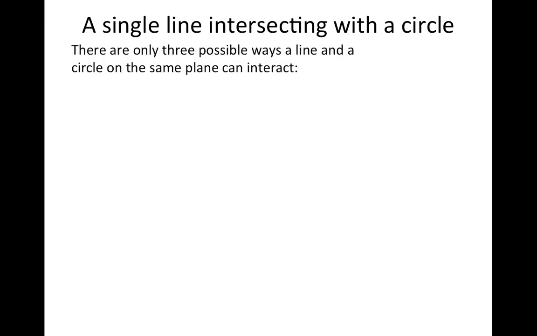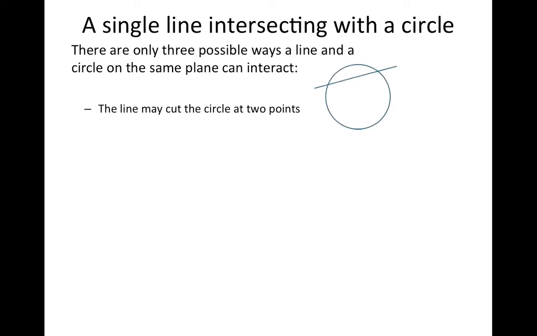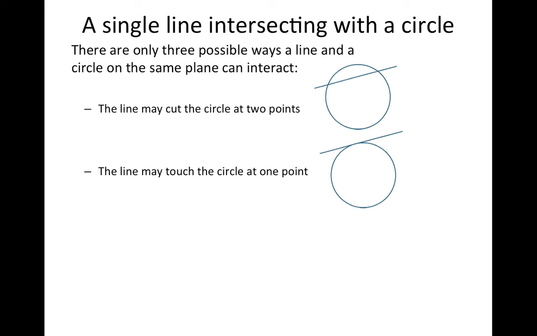Now let's look at how a single line can intersect with a circle. And there are only 3 possible ways that a line and a circle on the same plane can interact. Firstly, the line may cut the circle at 2 points. And there's an example right there. The line may touch the circle at only 1 point. For example, that line is just touching the circle at 1 point. Or the line may miss the circle entirely, like that.